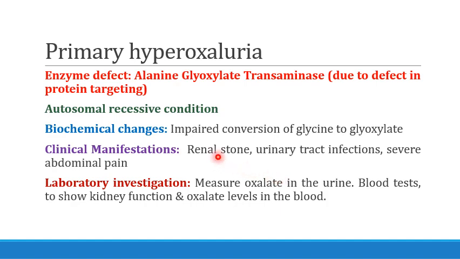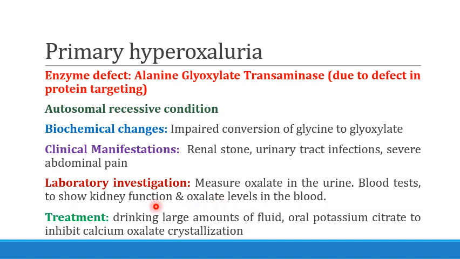Lab investigation: measurement of oxalate and other metabolites in the urine, along with a blood test to show kidney function and oxalate levels in the blood. Also, stone analysis is done after removal of the stone, which is suggestive of being made up of oxalic acid or oxalate. Usually the patient is advised to drink a large amount of fluid, water. Oral potassium citrate is given to inhibit calcium oxalate crystallization.